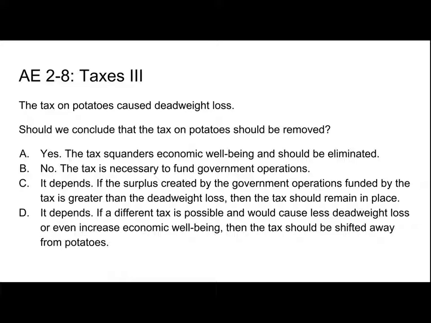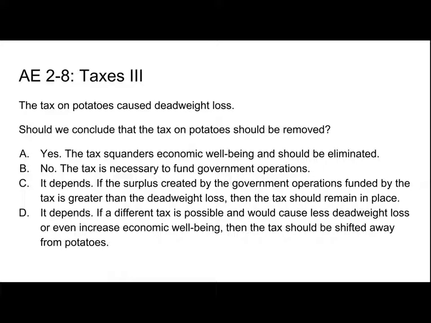Now this last application exercise asks, should we conclude the tax on potatoes caused dead weight loss? Should we conclude that the tax on potatoes should be removed? Well, go ahead and read these options and then pause it and think about it. A: Yes, the tax squanders economic well-being and should be eliminated. B: No, the tax is necessary to fund government operations.